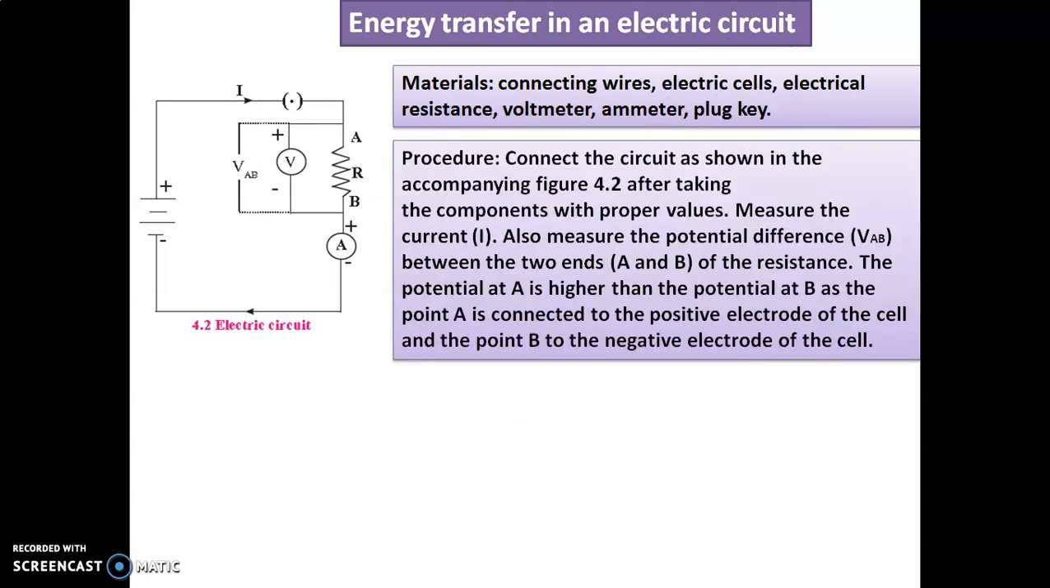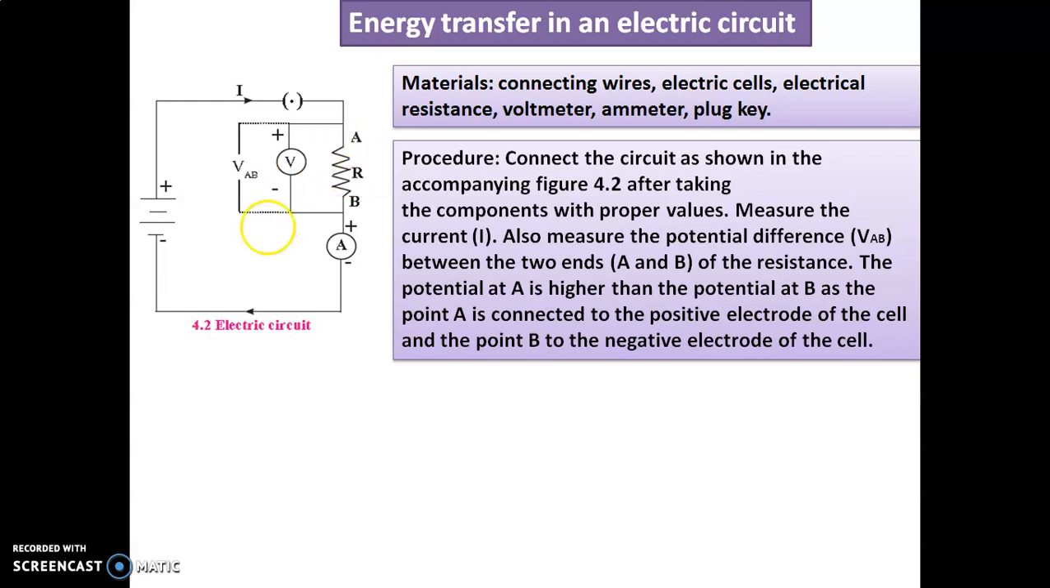Now, what's the procedure? We connect the circuit as shown in the diagram after taking the components with proper values, and we are going to measure the current I flowing through the circuit. Also, we will be measuring the potential difference, which is denoted by VAB. Why AB? Because we are measuring it between these 2 points, point A starting from here and point B. Therefore the potential difference is taken between point A and B of the resistance.